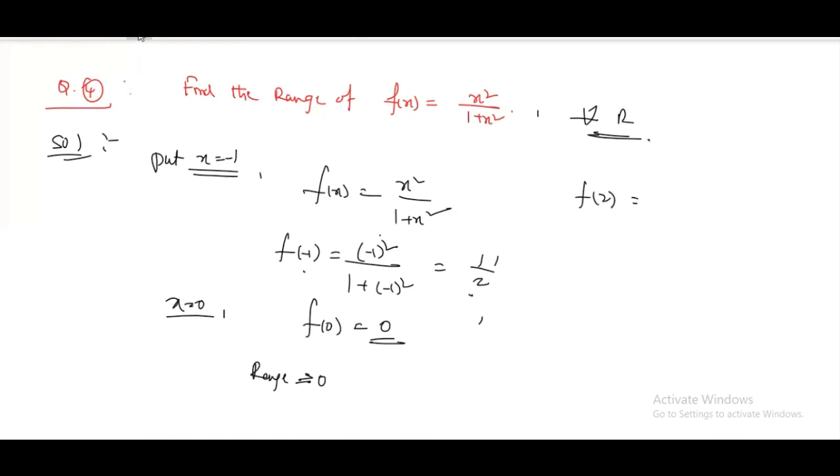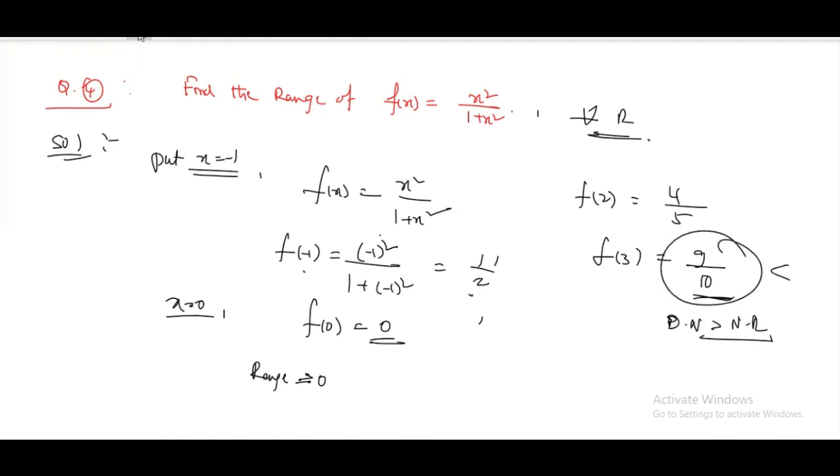You will substitute 2, 4 by 5. You will substitute 3, it is 9 by 10. Means the denominator will be more than the numerator. So the denominator is greater than the numerator. That's why its value will always be less than 1. So therefore, the range of this function is the interval 0 closed to 1 open.